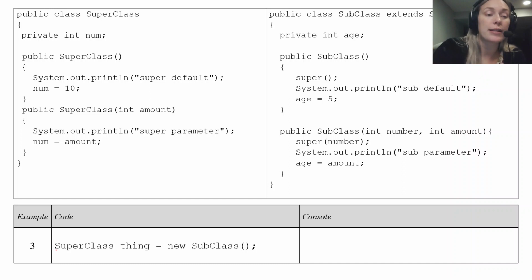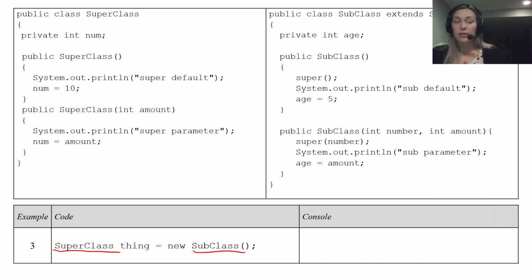So recognize this as an upcast. I have superclass thing equals new subclass. That is legal, because I have super and then sub. It has to flow super and then sub. So it's legal. And look at what's the constructor being used.